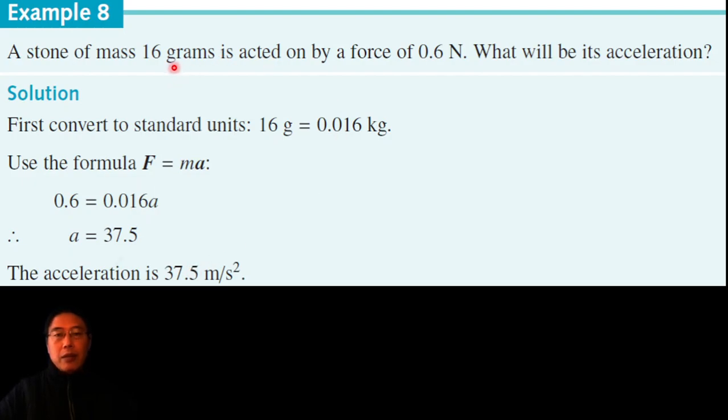You have a mass, you have a force. What will be the acceleration? It's just linear, one direction, so you don't have to worry about that. Just calculate the scalar amount. So you apply the formula. So you know your mass is converted into kilograms. You multiply by g.